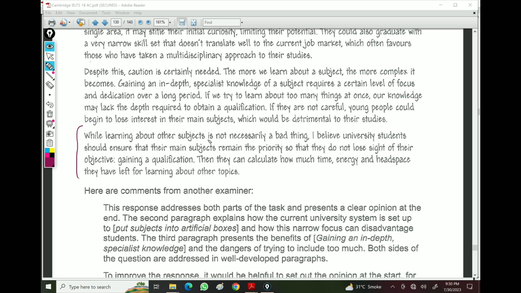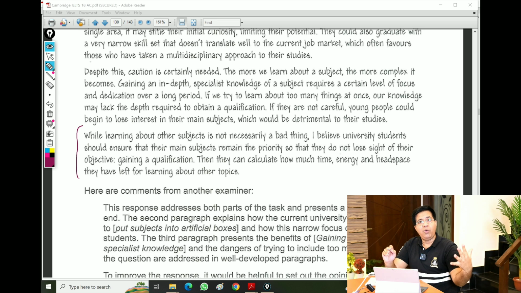While learning about other subjects is not necessarily a bad thing. See that when you conclude, you say, although going to a foreign country has many benefits, right? And then you say, I believe, and then you come to your point. So while learning about other subjects is not necessarily a bad thing, I believe.